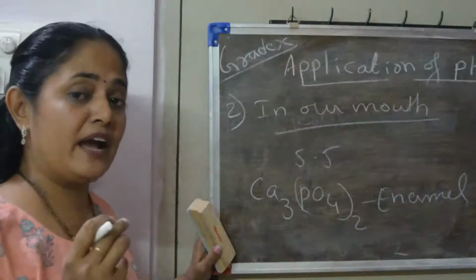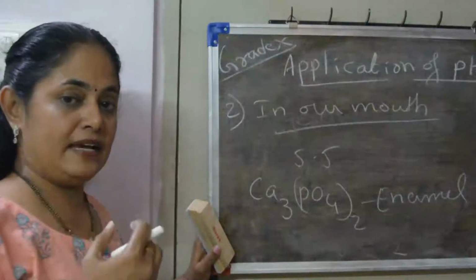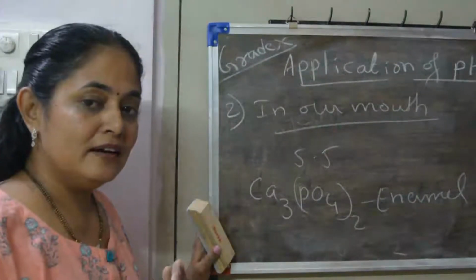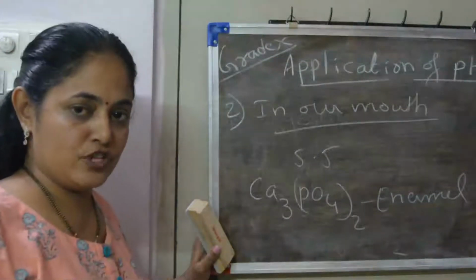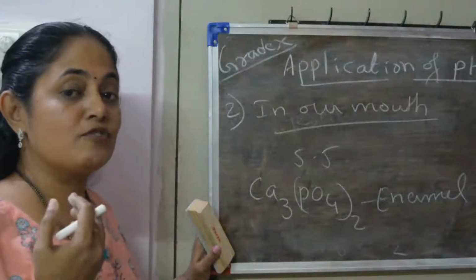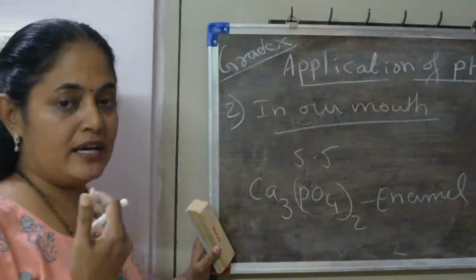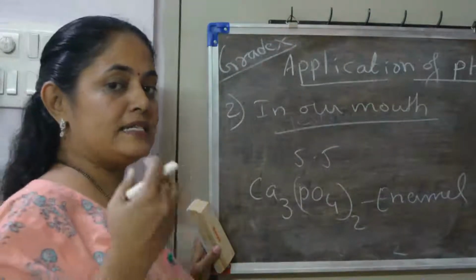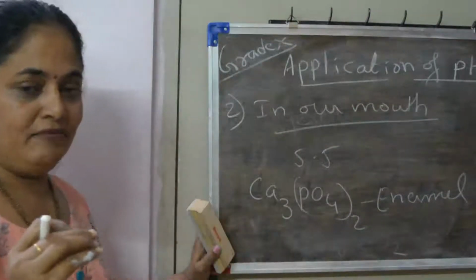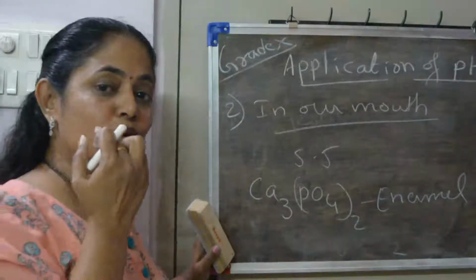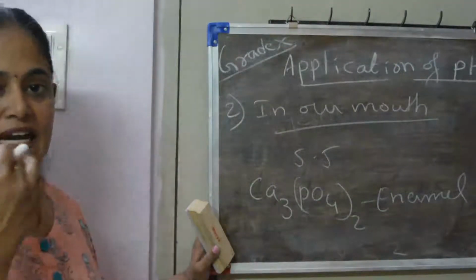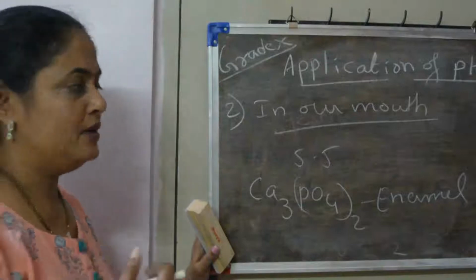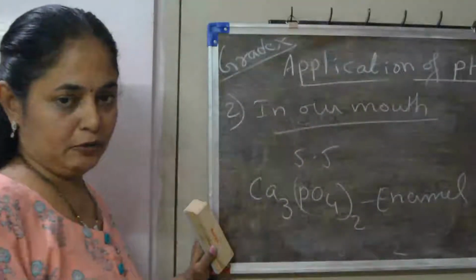So normally what we have to do is clean our mouth after having food, otherwise we have to brush our teeth. For example, any toothpaste contains a base, which can neutralize the acid produced on the teeth or inside the mouth. So this is how pH is applied in our mouth.